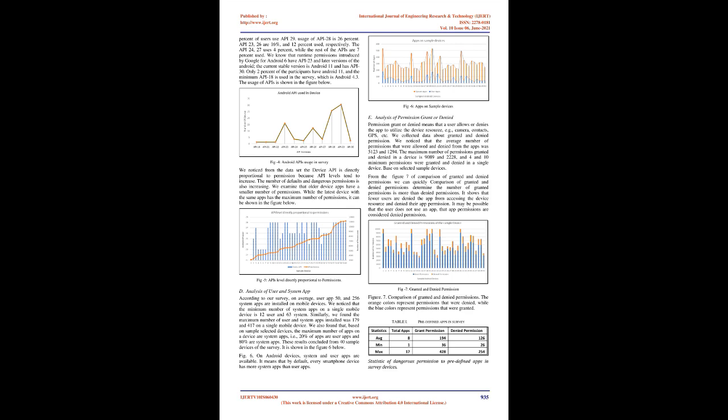Table I. Predefined apps in survey statistics. Average, min, max: total apps 8117; grant permission 194, 36, 428; denied permission 126, 26, 254. Statistic of dangerous permission to predefined apps in survey devices.